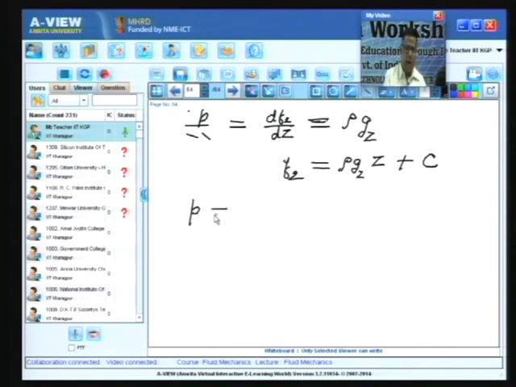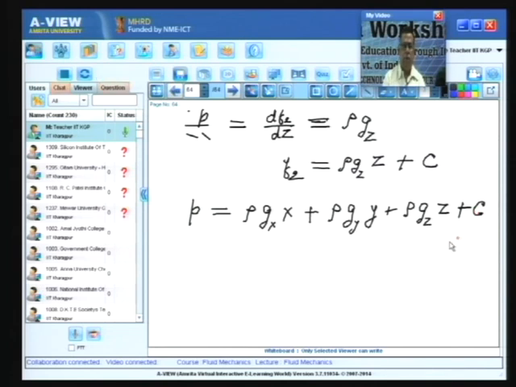going to get p is equal to rho into g x into x plus rho into g y into y plus rho into g z into z plus c. So, for any coordinate system, when the density is constant and the fluid is at rest, this gives you the expression for P of x y z.